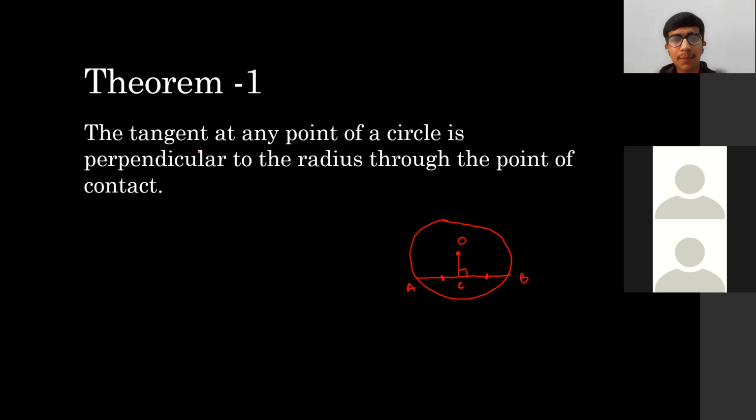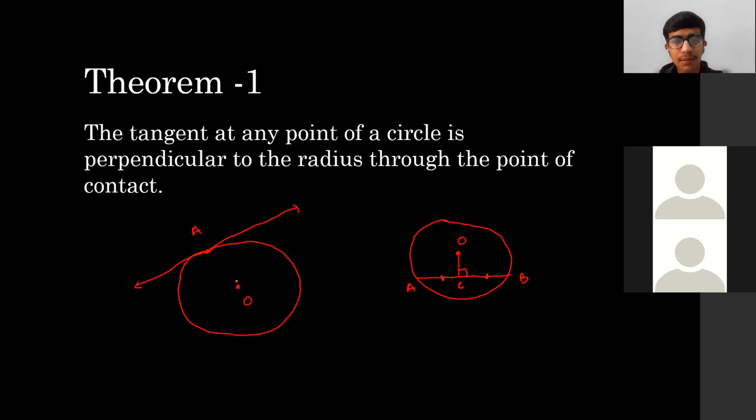Let's read this statement properly. The tangent at any point of a circle. So I'll make a circle first. Let's say this is my circle. I have a tangent at any point. Let's say this is my any point. The point is, say, A. I have to make a tangent at this point. Okay, agreed. Then we have the tangent at any point of a circle is perpendicular to the radius.